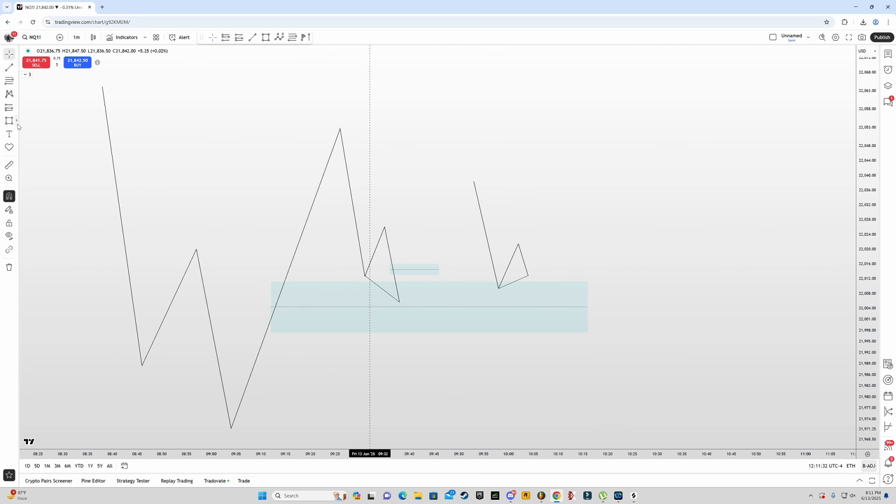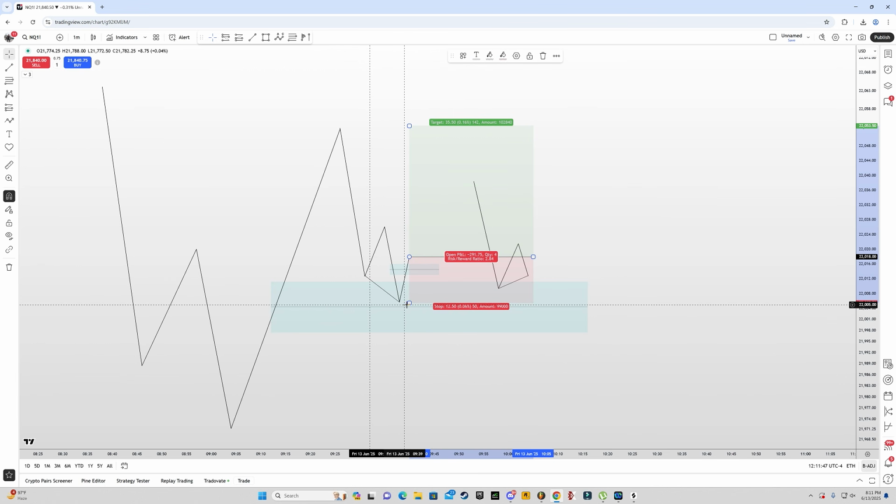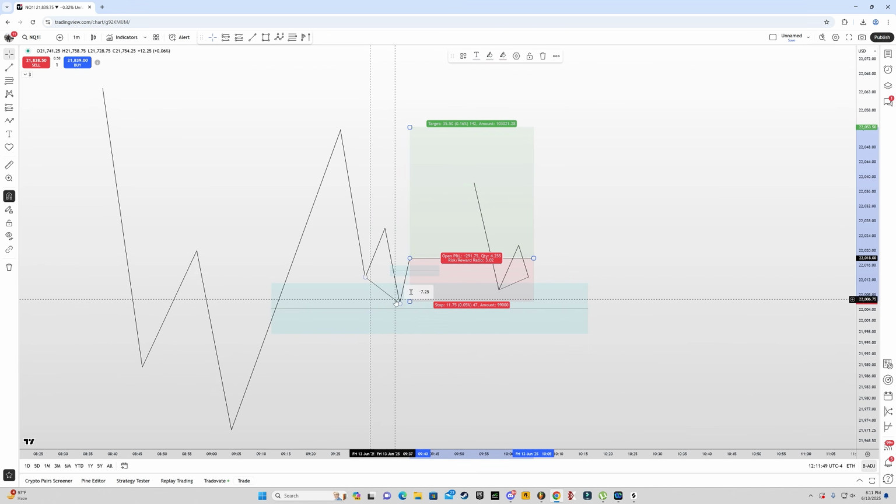Now the next step is very simple, ladies and gentlemen. All you're looking for is for price to inverse that fair value gap on the 1 minute time frame. Now as soon as price inverses that fair value gap, what you're doing is taking a long position right here, and you're putting your stop right below the bodies here, not the wick, but below the bodies, okay?